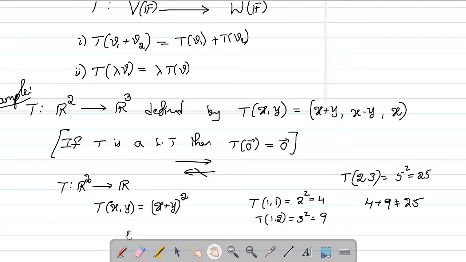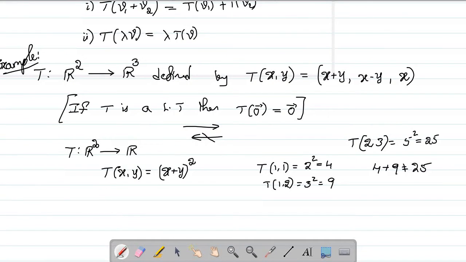For example, if I take another transformation like T of (x,y) equal to x plus y plus 1. So if you look at the image of 0, that is mapped to 1. It is not equal to 0. Therefore, this cannot be a linear transformation. Of course, the first one is also not a linear transformation.